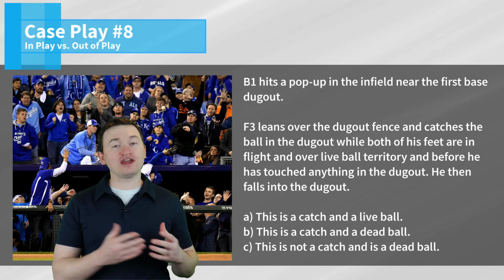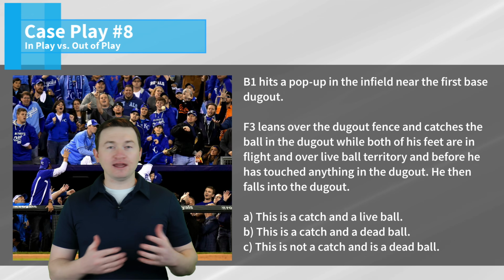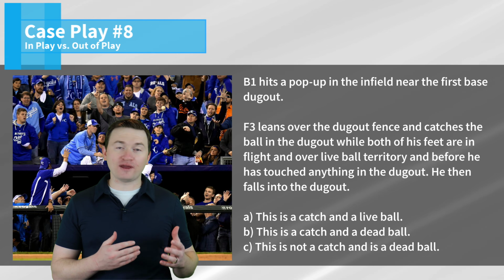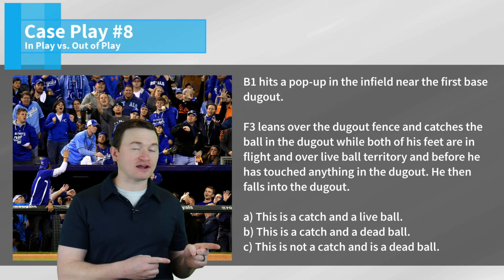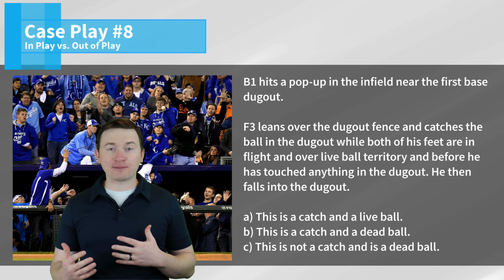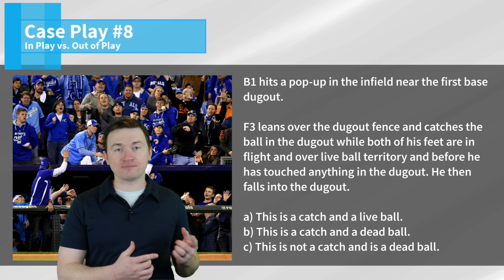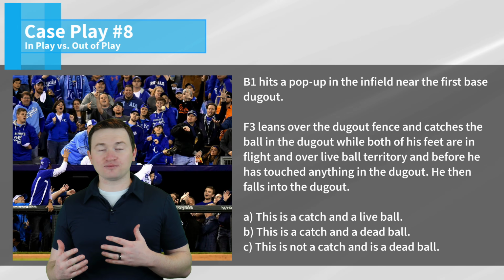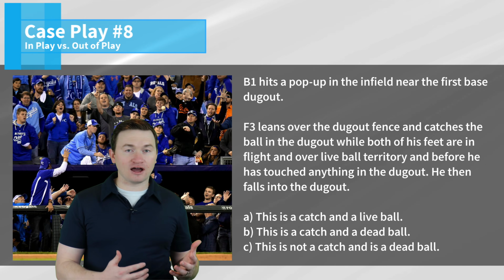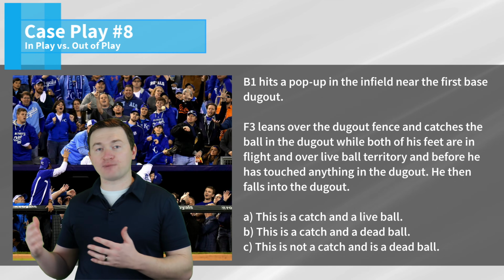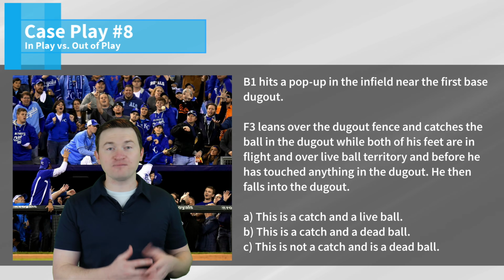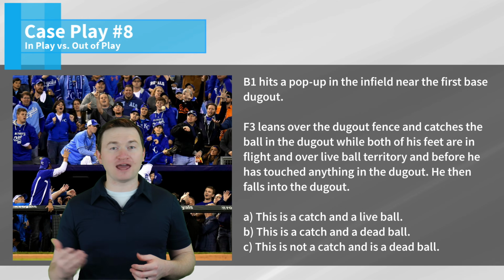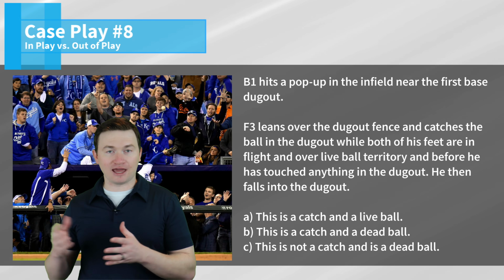This is a catch, and it's now a dead ball. It's a catch because when the catch was made, both feet were over live ball territory, and by not having touched anything in dead ball territory, the fielder hasn't established themselves in that dead ball area. So they're still able to make the catch. Then, once they fall into the dugout and have no contact with live ball territory, but are contacting stuff in the dugout, which is dead ball area, at that point the ball does become dead. So we have a catch and we have a dead ball.